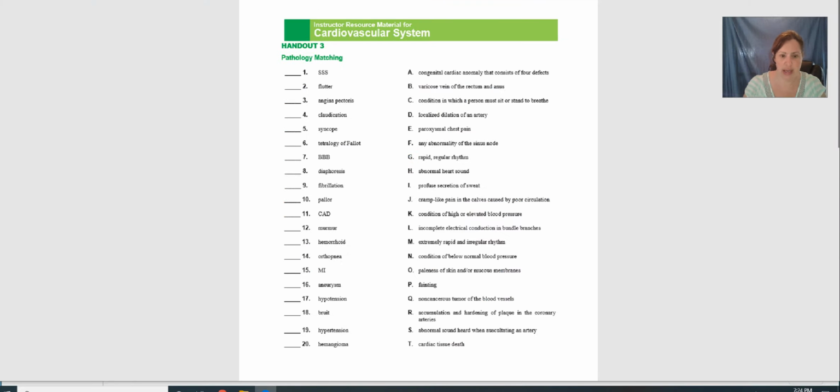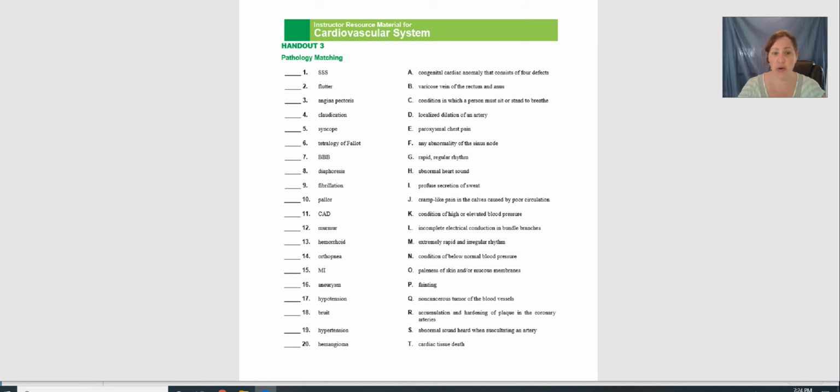So here is the document. The first page is 20 matchings. Some are abbreviations, some are words, some are medical terms, med terminology that you can separate into prefix, suffix kind of thing. But a lot of them are just words that can't be separated like that, like flutter, claudication, syncope, tetralogy of Fallot. Okay, but there's a lot of abbreviations here.